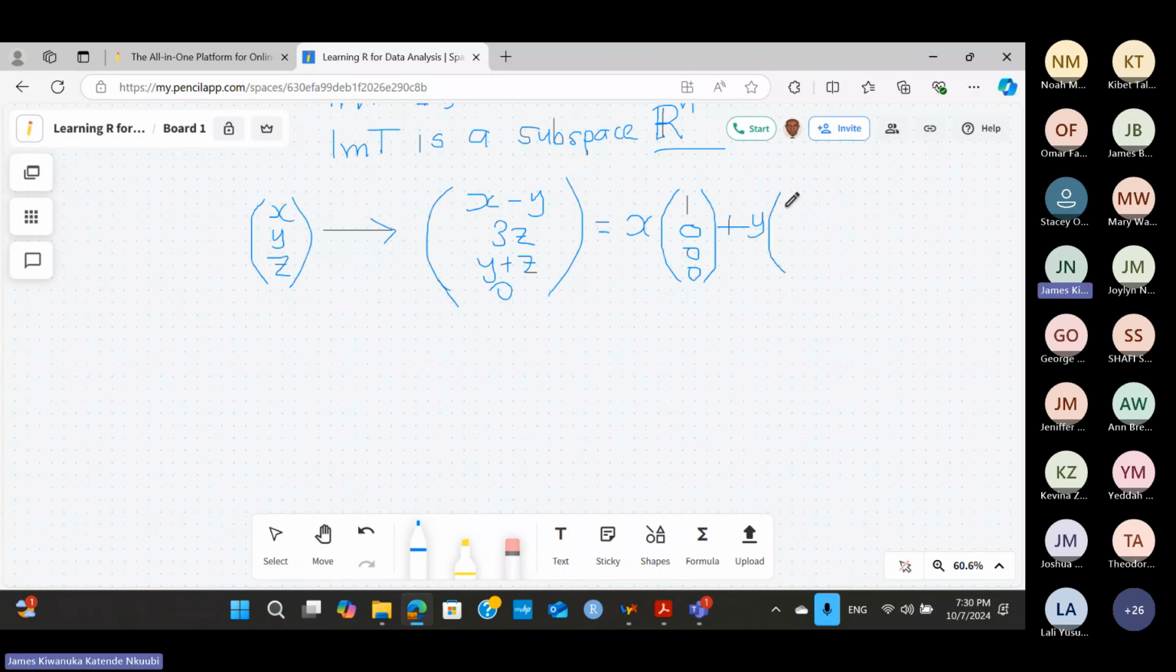In the first slot, Y appears with -1. It does not appear in the second slot. It appears in the third with coefficient 1. We keep on going. Now we go to Z. It does not appear in the first slot, so I have 0. It appears with coefficient 3 in the second slot, 1 in the third slot, and 0 in the last slot.